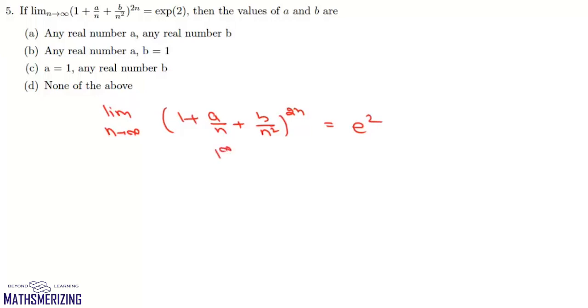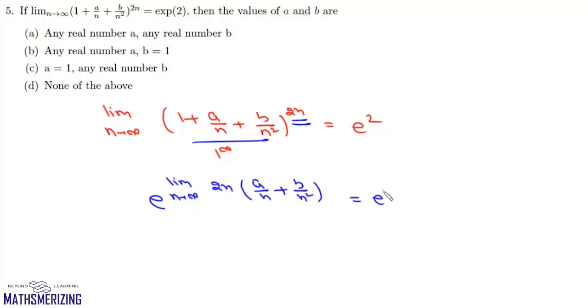We'll directly use the shortcut, which is e to the power limit as n tends to infinity of g(x), which is 2n, into f(x) minus 1, which is a upon n plus b upon n square, and it will be equal to e square. And we'll multiply, n and n will cancel. So this limit will be simply e to the power 2a, which is equal to e square.